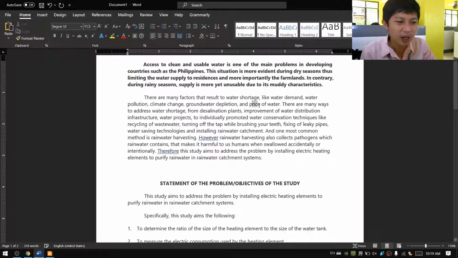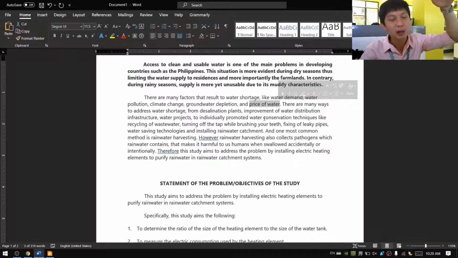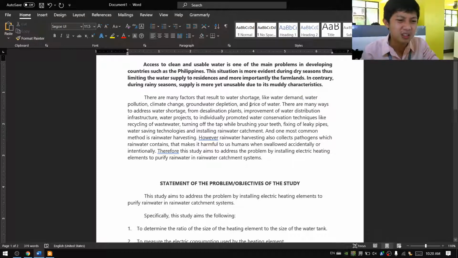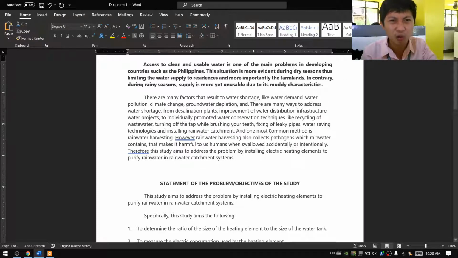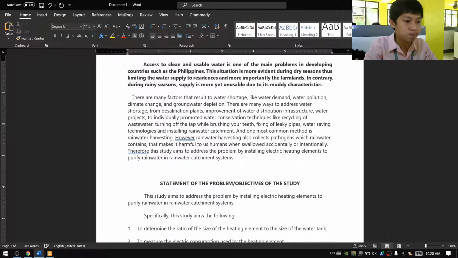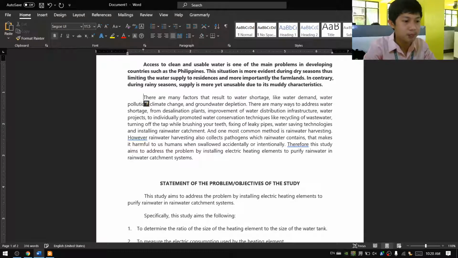And price of water. I don't get why price of water is a factor in water shortage. Because if you can remember your economics in high school, the price is dependent on the supply and demand. So when there is high demand and low supply, you have high prices. If you have more supply and low demand, you have low prices, obviously. So price of water is obviously not a factor. Okay. So you only have water demand, water pollution, climate change, and groundwater depletion. Yeah, that's it.